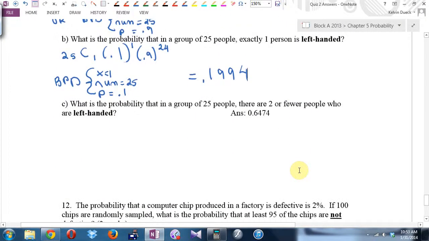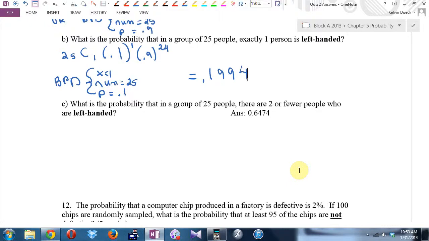What's the probability that in a group of 25 people, there are two or fewer who are left-handed? I included the answer now. Why did I do that? Maybe I wanted to let you know if you were doing it right and you had to show work. I think that was my thing.